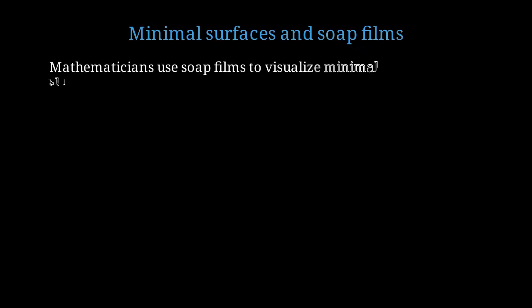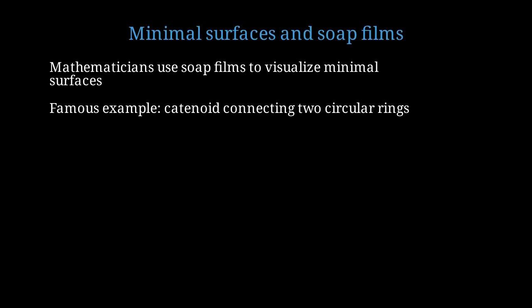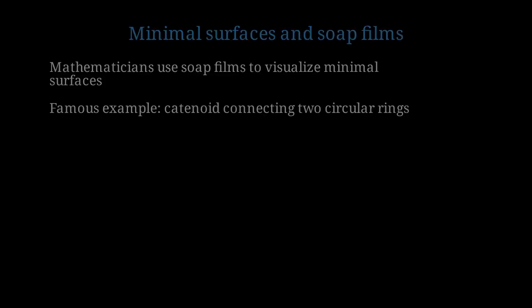Soap films naturally form minimal surfaces, surfaces with zero mean curvature that minimize area. Mathematicians and architects have used soap films to visualize and study minimal surfaces. When you dip a wireframe into soap solution, the film that forms is a minimal surface spanning that boundary. A famous example is the catenoid, the surface formed between two parallel circular rings. This surface has constant negative curvature and appears in architecture and structural engineering.